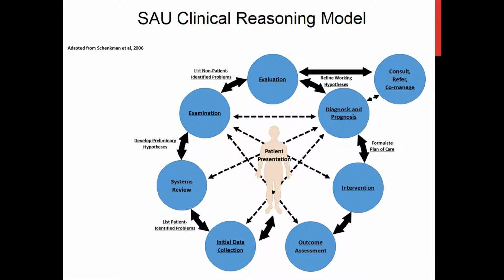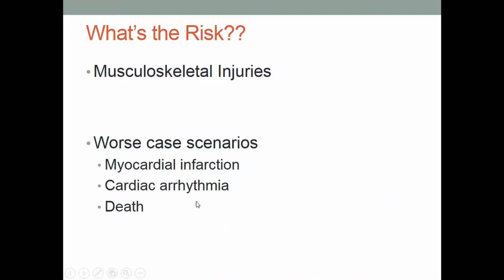We're asking about activity levels, we're asking about their goals, we're asking about past medical history, and we're asking about any signs and symptoms that might be present at rest or during exercise. So when we think about a reasoning model, we are really talking about this area right now. So what's the risk associated with exercise?